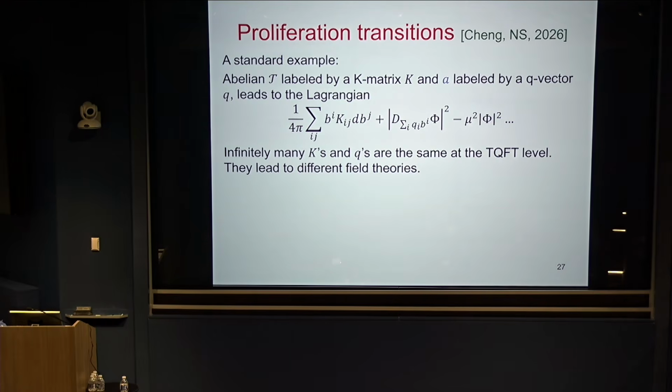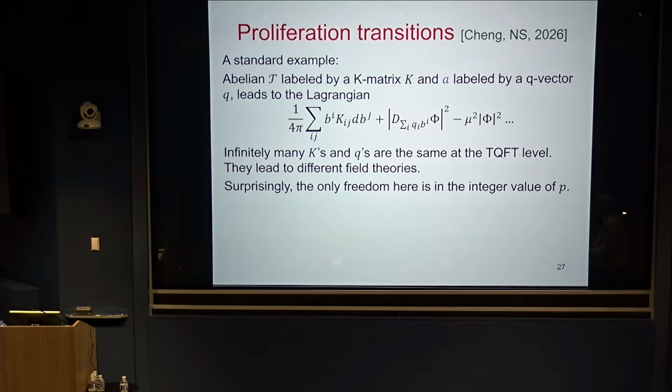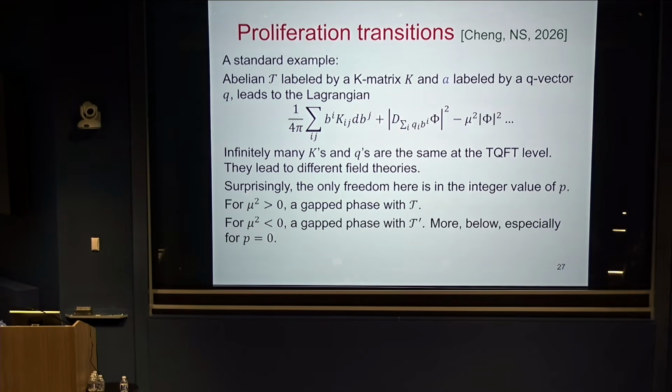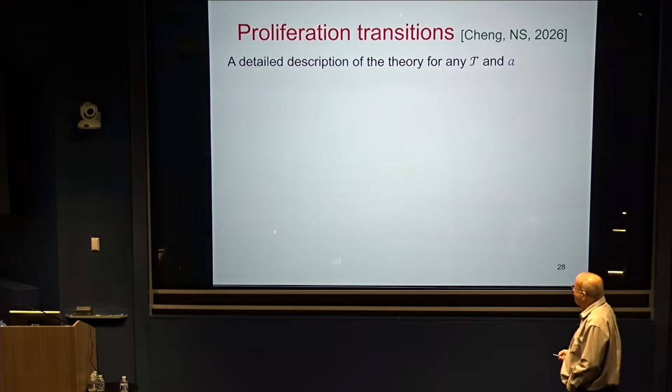And they all look like they give us many different field theories, but these field theories differ only by the value of one integer, which is quite surprising. So what are the phases? When mu square is positive, as I said, these two terms are not important, and we have a gapped phase with K. And when mu square is negative, we have a gapped phase with T prime, and now I'm going to elaborate on that. So I'd like to give the general answer, what happens after the transition.